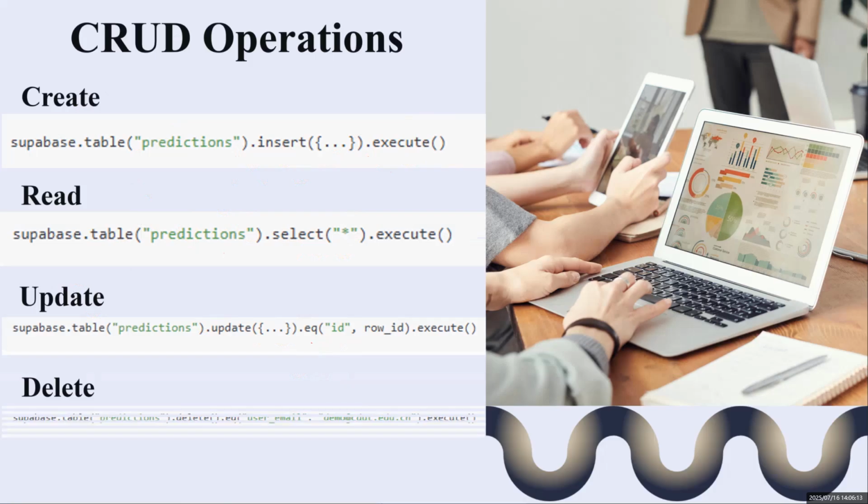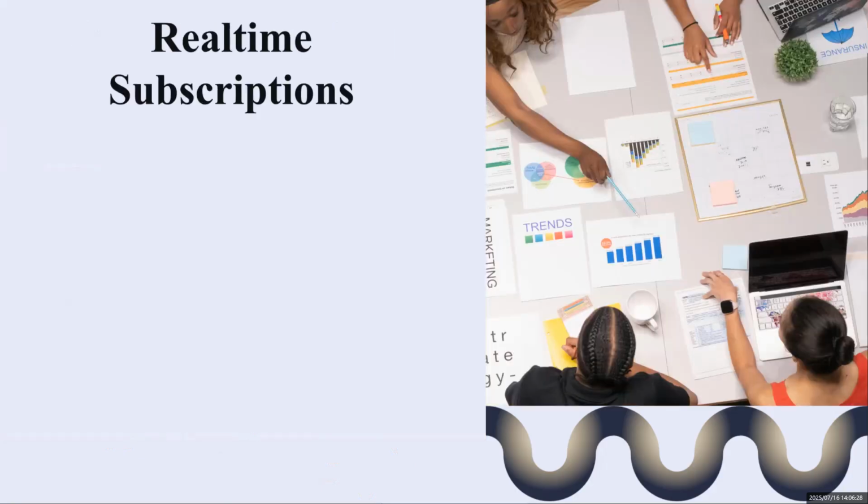In case you don't want such a table, all you need to do also is to type Supabase.table prediction, so we can delete anything we want, maybe email, maybe the column or the row, or in fact the table.